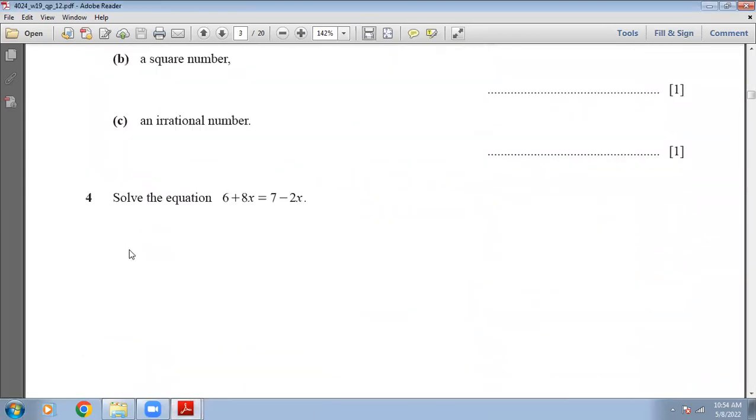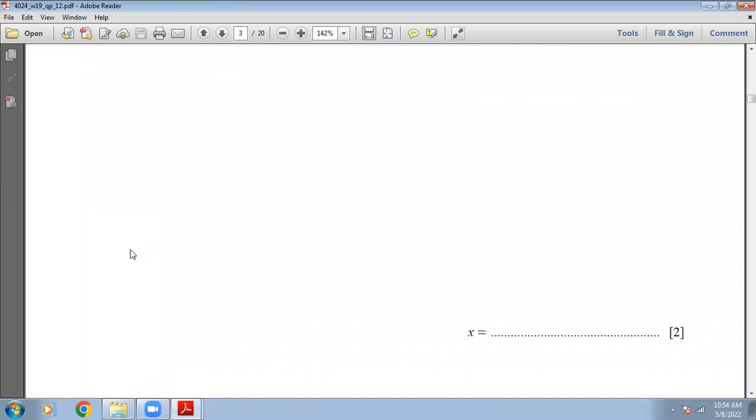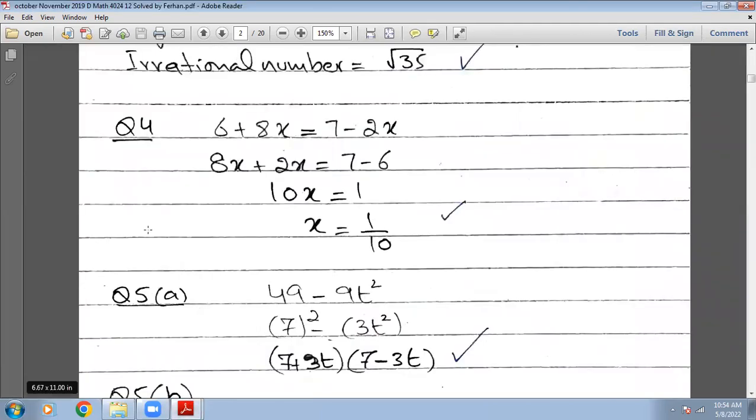The next question coming up on your screen is question number 4, and it's a 2 marks question. It says solve this equation. Very simple. You have to find out the value of x. The x is in 2 places. Bring them to the same side of the equality and take the numbers to the other side, and from there you can easily find the value of x.